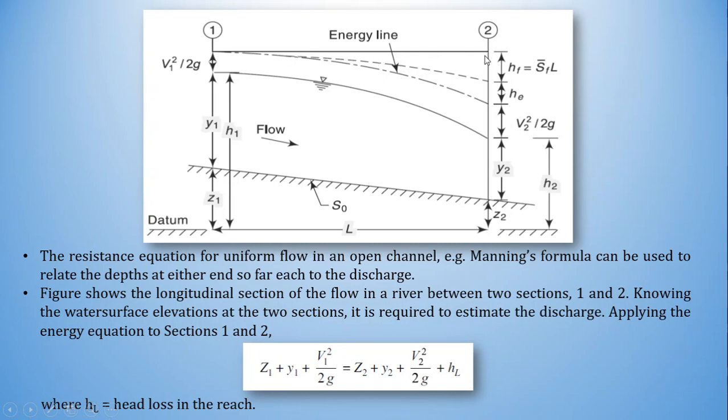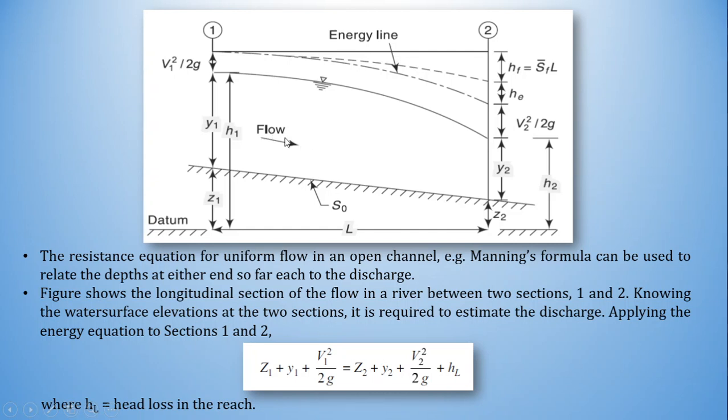If you consider a straight horizontal line showing the energy, then you can see that there is a head loss from section 1 to section 2. This head loss can be represented by this particular depth, that is total head loss. This head loss is split into two different head losses, that is HE, head loss due to eddies, and HF, that is frictional head loss. This is the direction of flow.